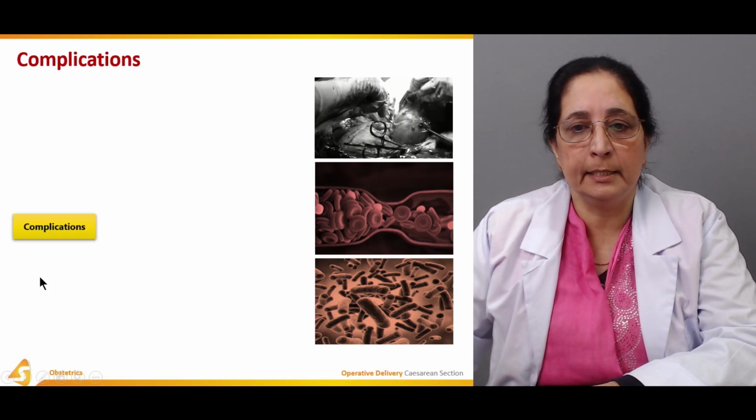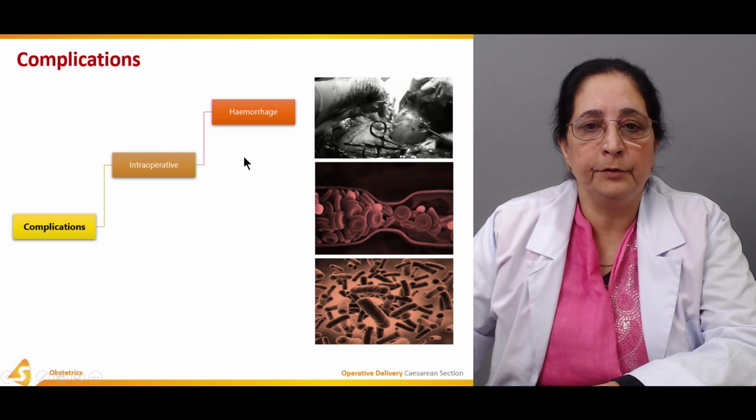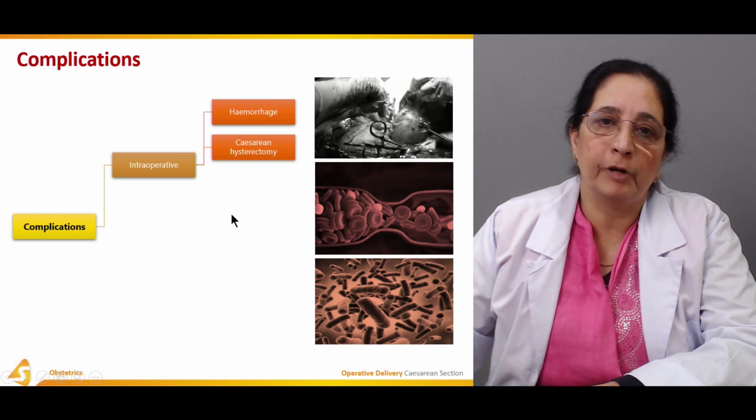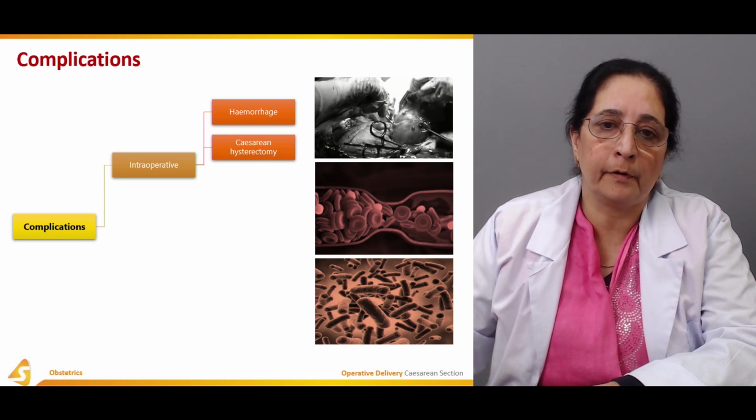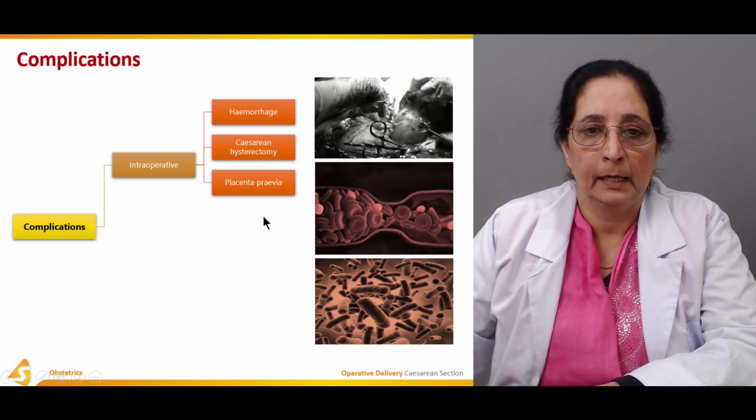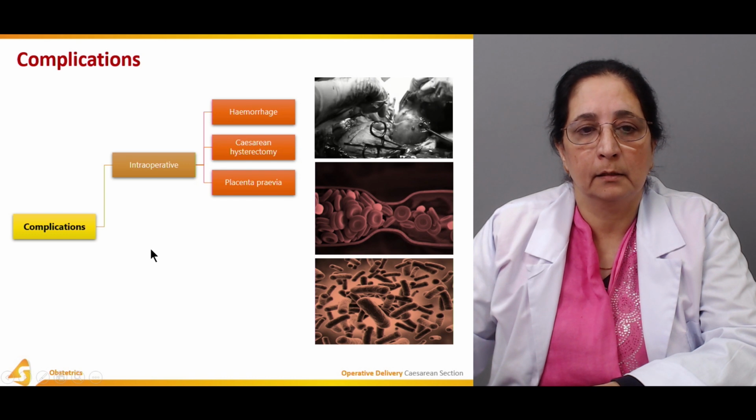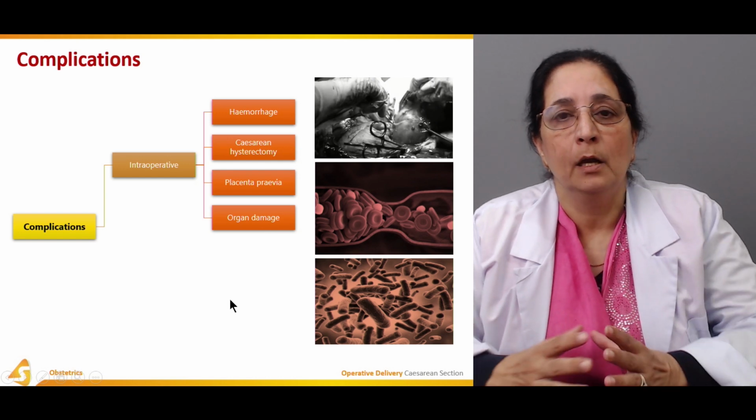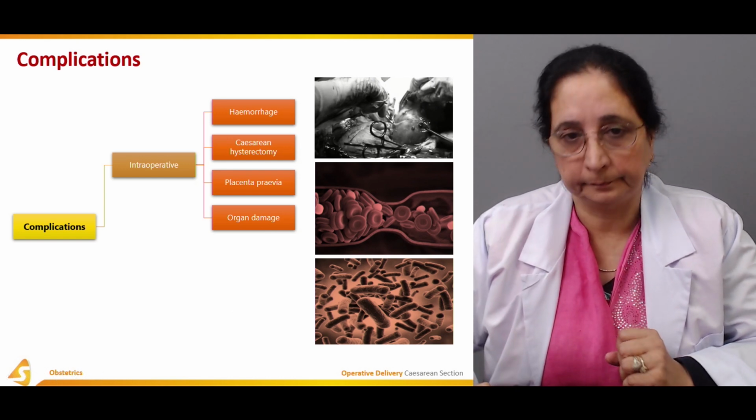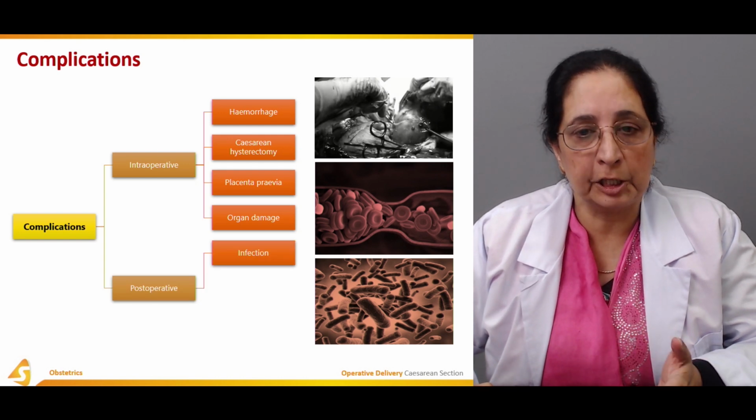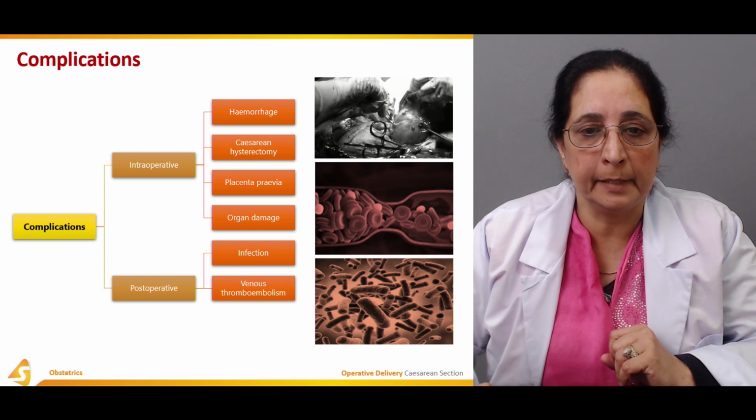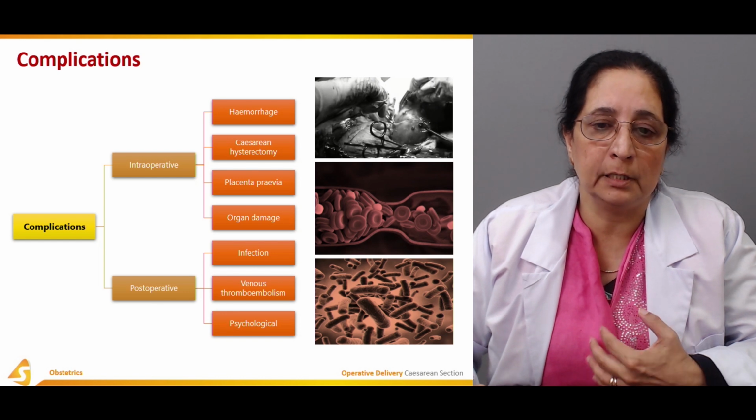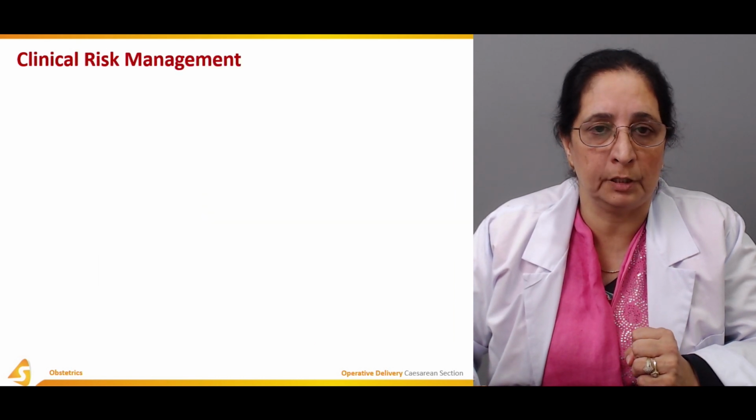Complications of C-sections. Intraoperative, during the procedure, we can have hemorrhage. Caesarean hysterectomy can also be performed, in which the uterus is removed. Placenta previa, organ damage can occur. So all these are the intraoperative complications of C-section. Postoperative infection can occur. Thromboembolism can also occur after the procedure, and psychological complications can also occur after C-sections.